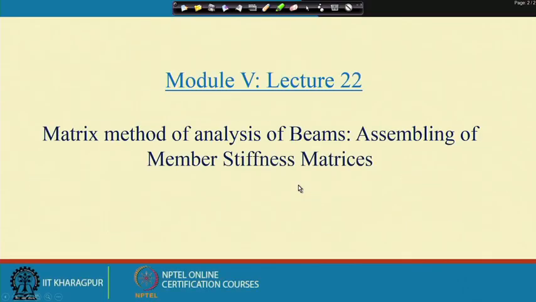In the last class, we discussed how to construct the element stiffness matrix for a beam member. Today we will see, for a given problem with several members for which we have constructed the stiffness matrices, how to assemble them to get the global stiffness matrix. That is the topic of today's lecture. So, today we will discuss the assembling of member stiffness matrices.